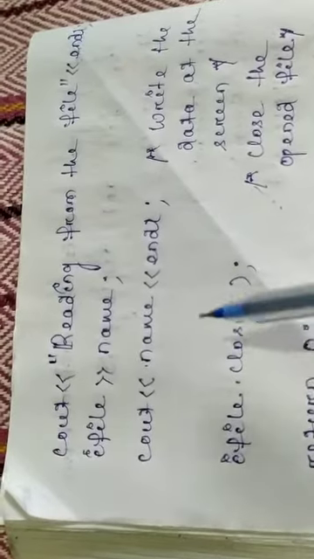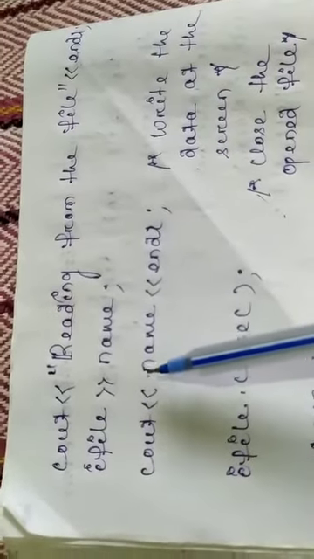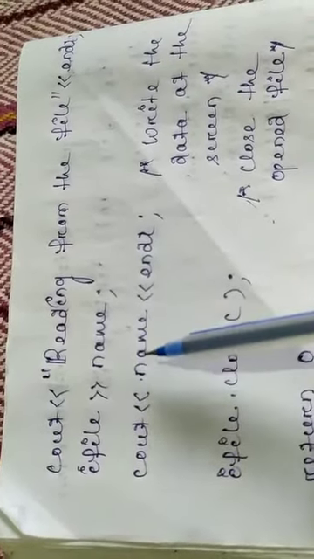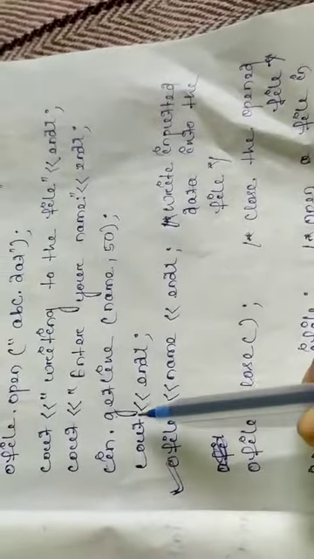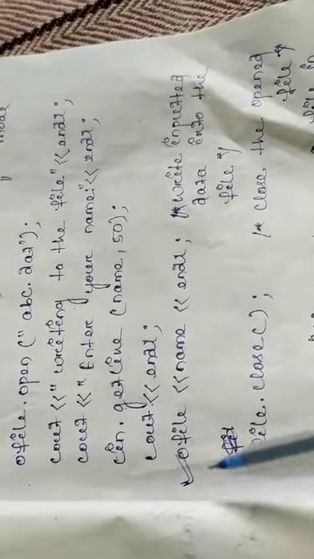The sequence of the instructions, whatever you have written. Let me show it here. I am first using cin, then ofstream. But here it is just the opposite. First I am using ifile, then cout, then I close the open file.